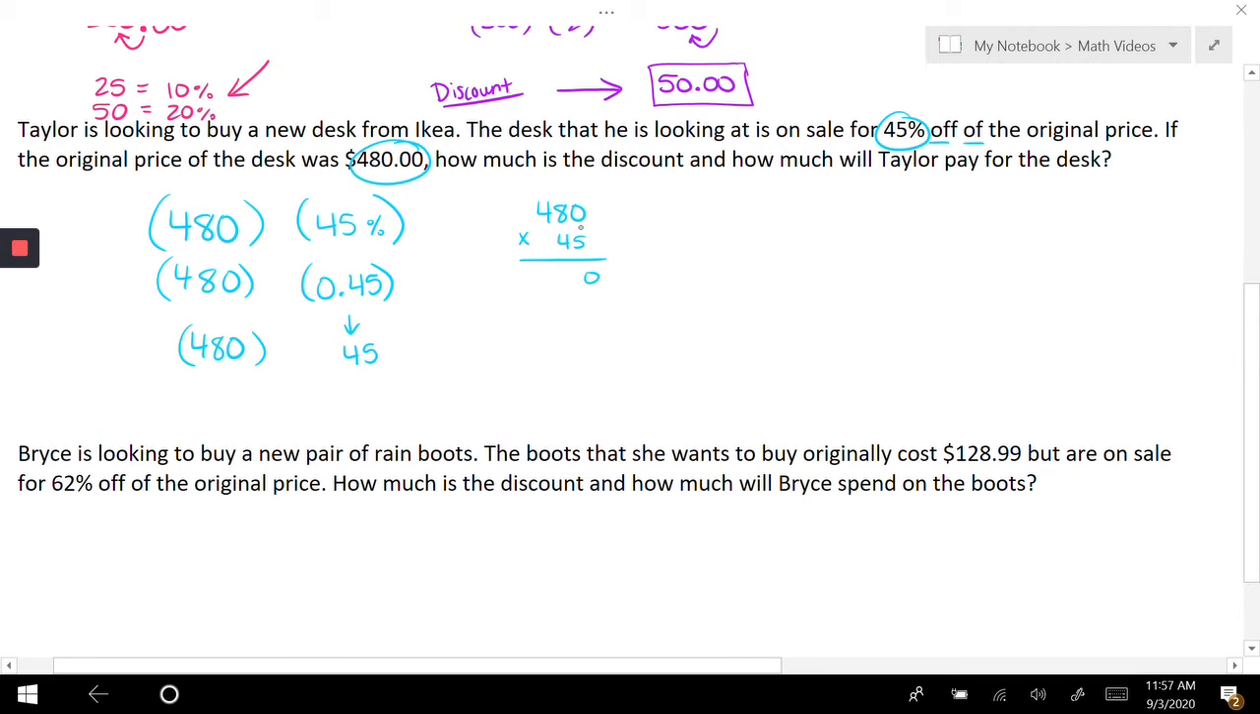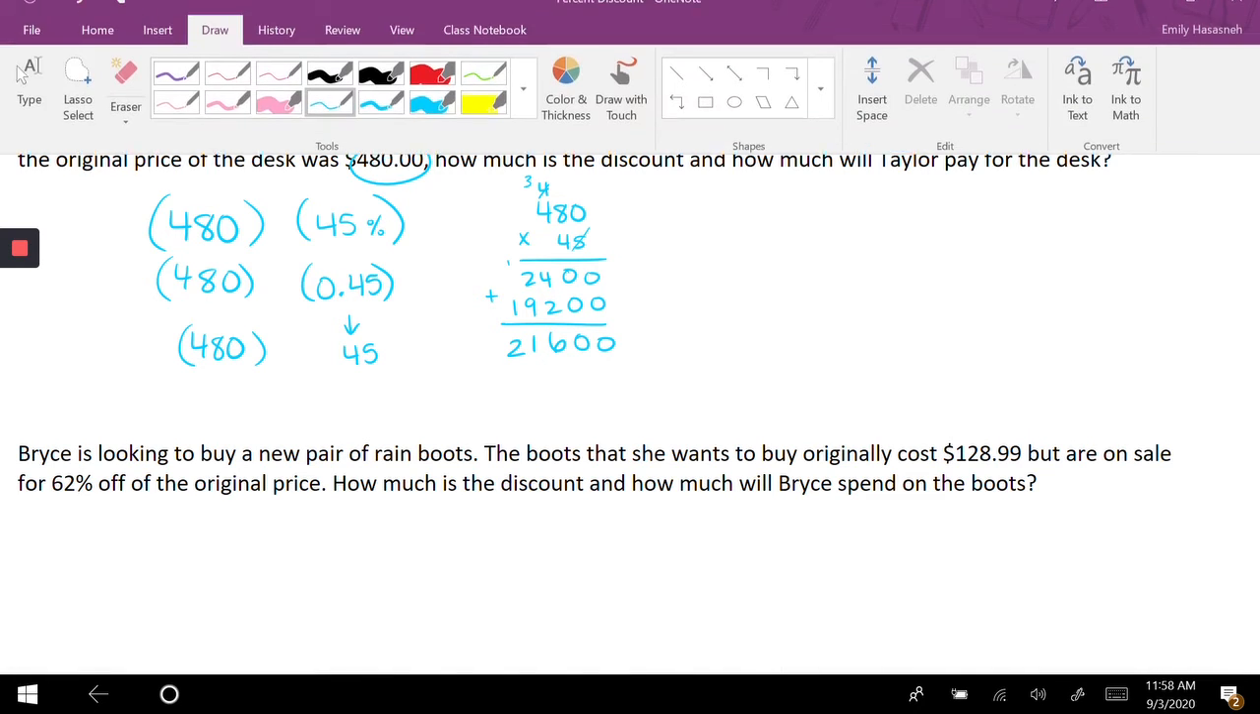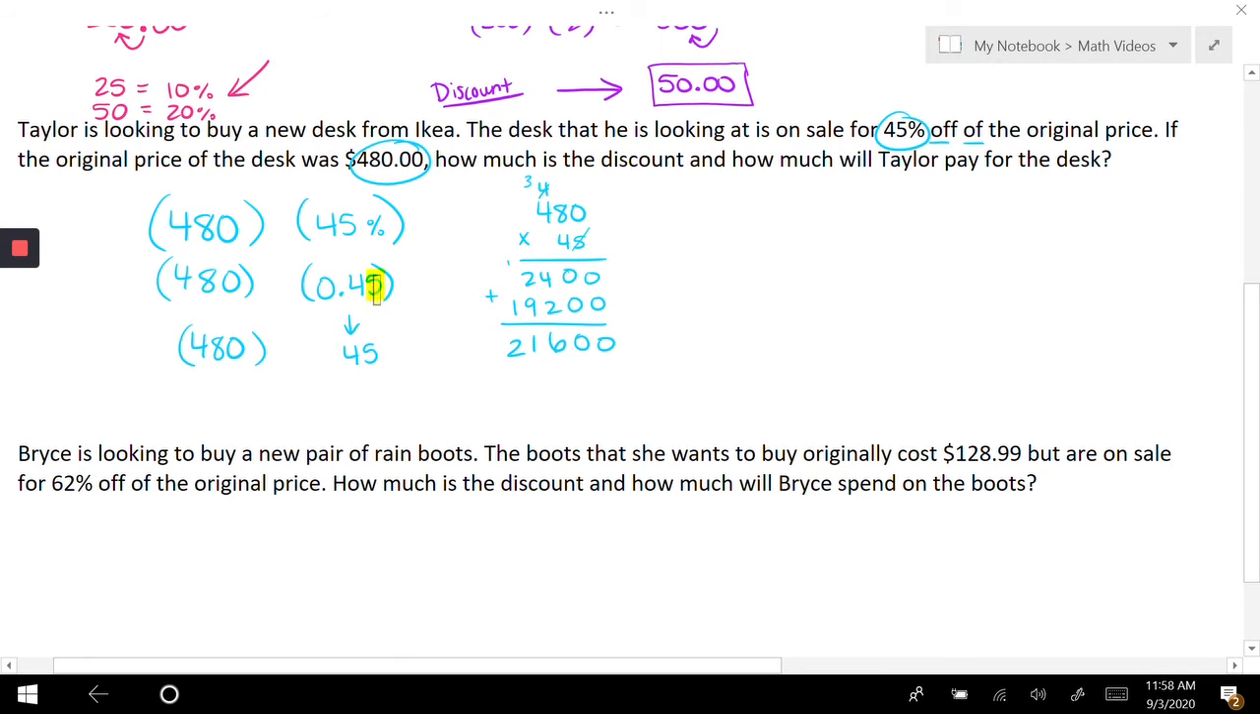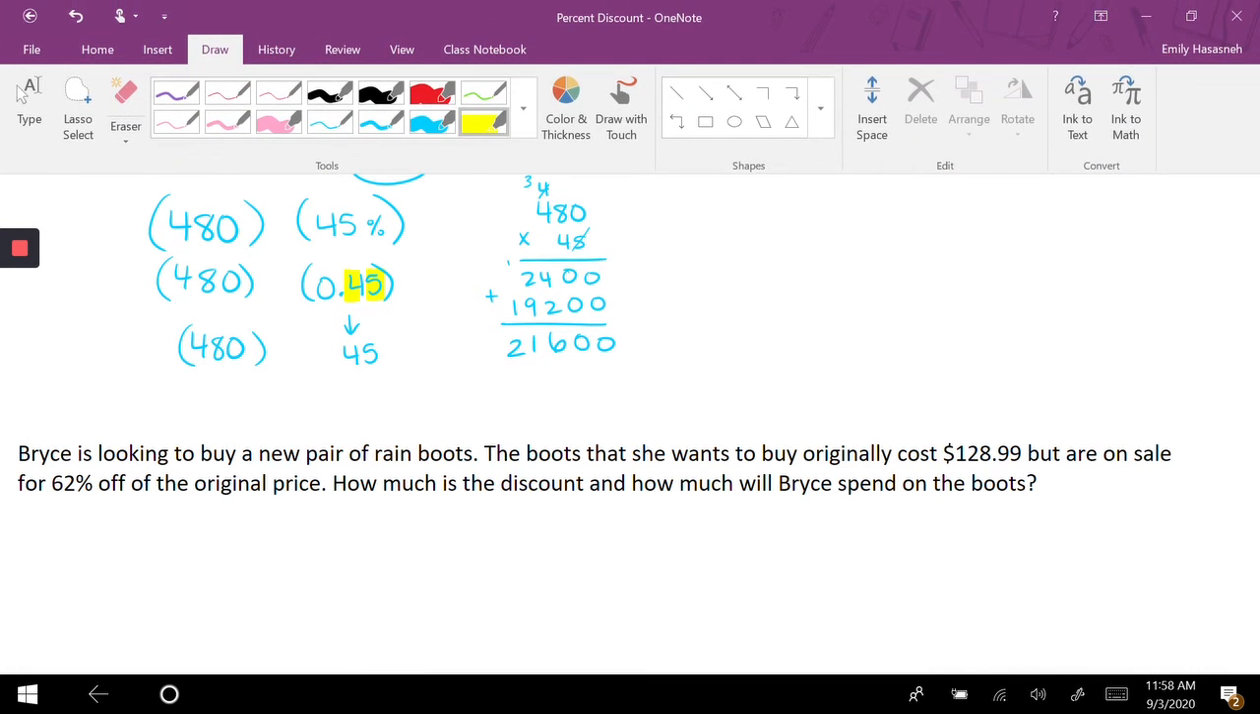0 times 5 is 0. 8 times 5 is going to get me 40, carry the 4. 5 times 4 is 20, plus 4 is 24. I'm done with the 5, dropping a 0 in. 0 times 4 is 0. 8 times 4 is 32, carry the 3. 4 times 4 is 16, and then I'm adding 3 to that to get 19. I'm going to add. And then I have to go back and place the decimal. Now for this one, when I'm placing my decimal, I need to move it in 2 spots because it was 0.45.